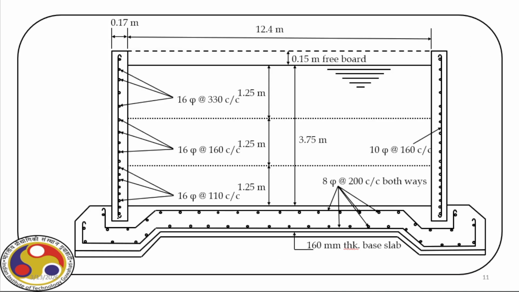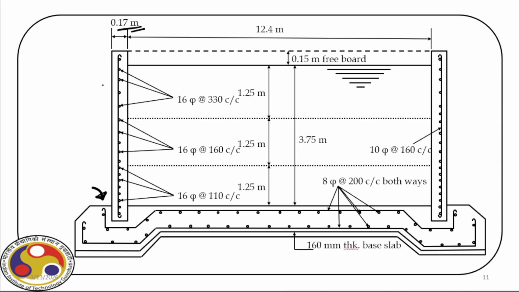Now as you can see here, we started with a flexible connection between the wall and the base, and look at the detailing here. When we consider the rigid joint, we'll actually compare with this, and you'll see how the difference between these two types of connections are designed. Here the thickness is 170.